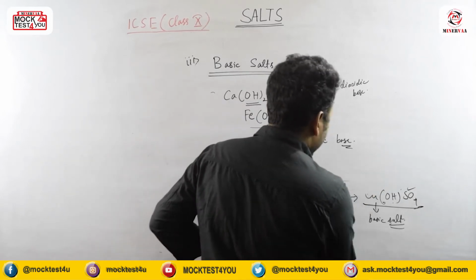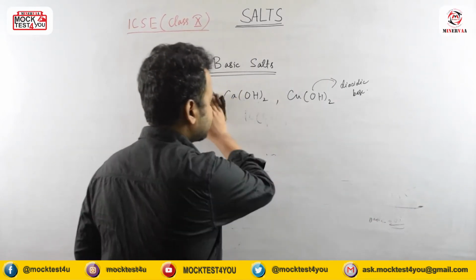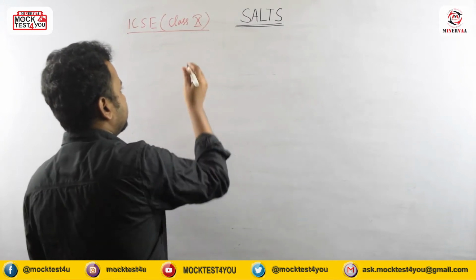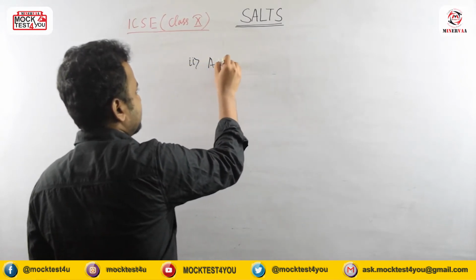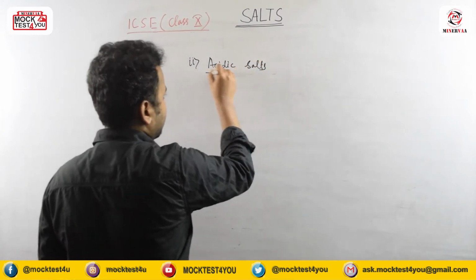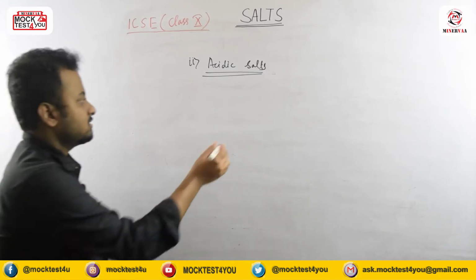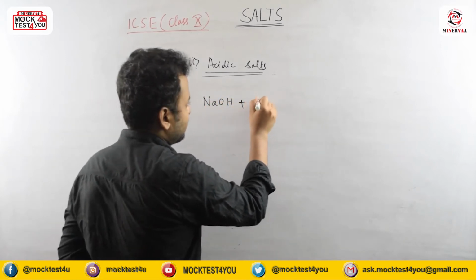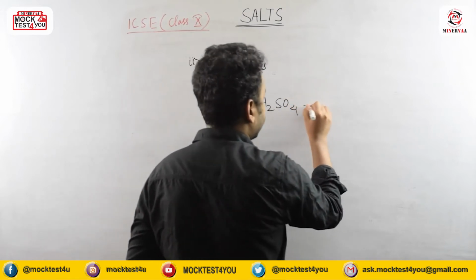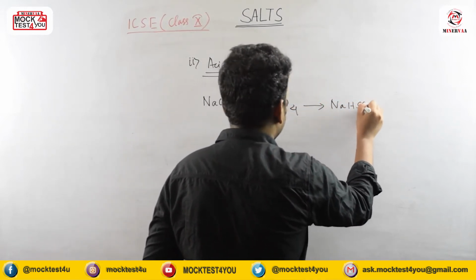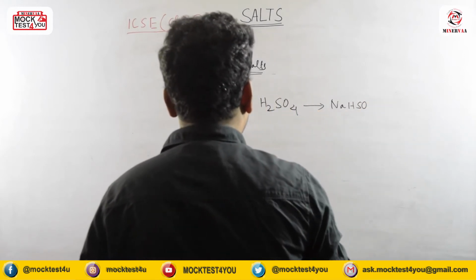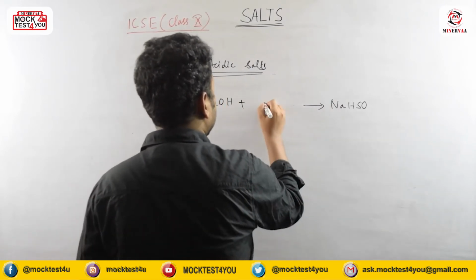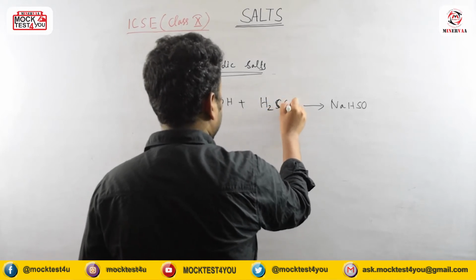Okay, so we are going to see some reactions of acidic salts. First we will see the formation. NaOH plus H2SO4 gives NaHSO4. H2CO3, we are taking carbonic acid.